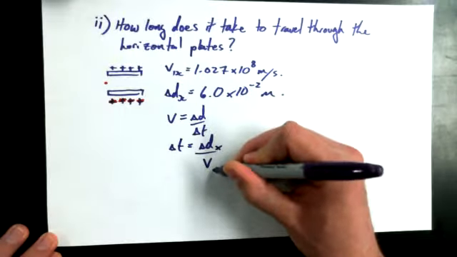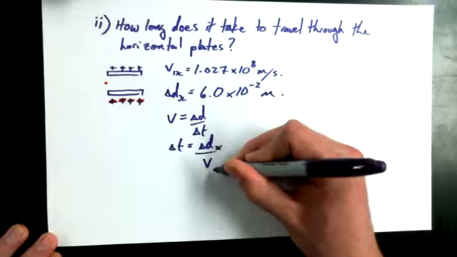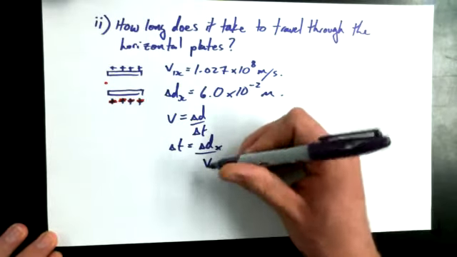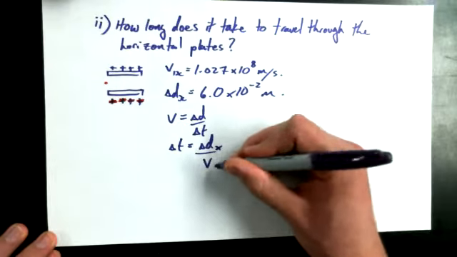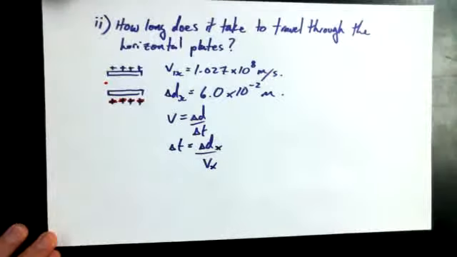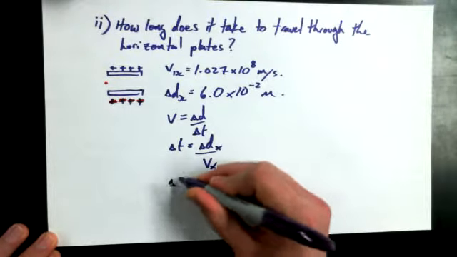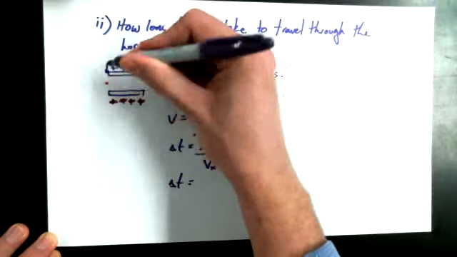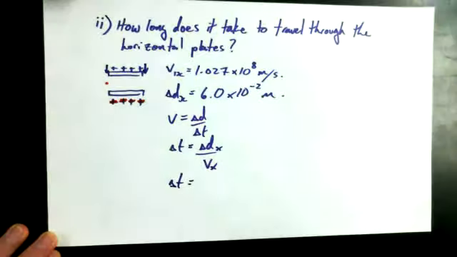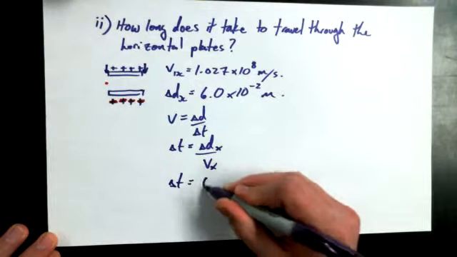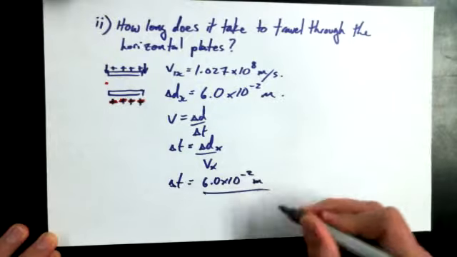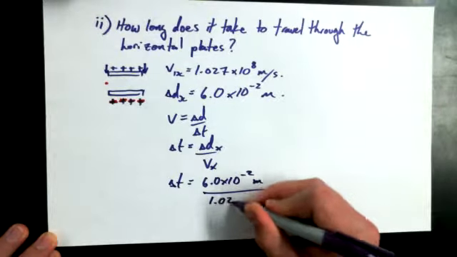Now we could just say v average in the x direction, because we know that v1x is equal to v2x if there's no acceleration in the x direction. So let's just call it vx. So delta t, the time to travel between these two plates, from the entrance point to the exit point, is going to be equal to 6.0 times 10 to the negative 2 meters divided by 1.027 times 10 to the 8.